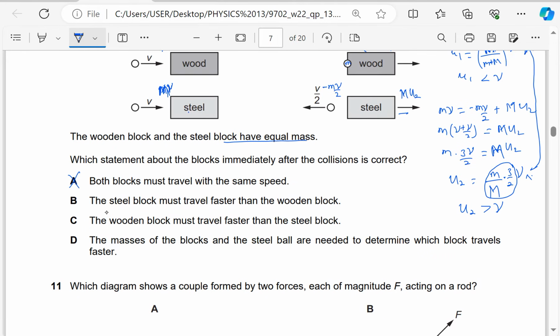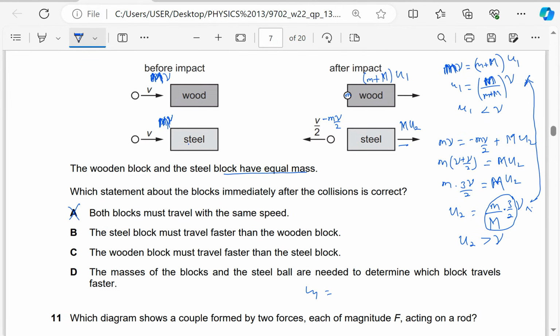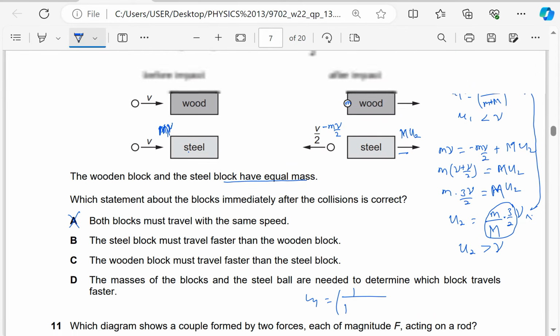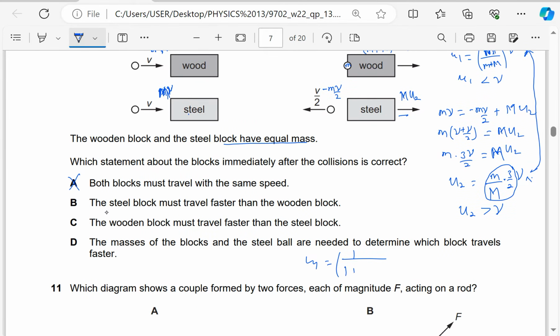From the first expression, we have that u1 is equal to m over m plus capital M, so it will be 1 in the denominator over 1. I'm dividing everything by small m, so it will be 1 plus capital M over small m, then times V. So I can remove capital M over small m by using this expression here. I'm just trying to show you the algebra so that I arrive at a simpler discussion.